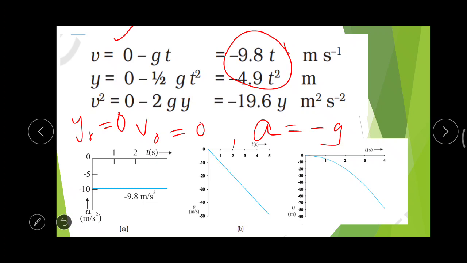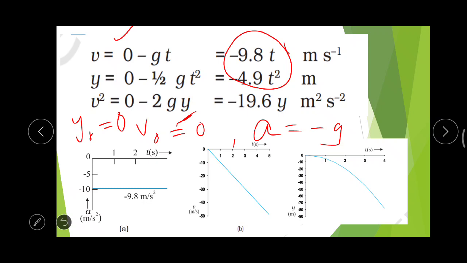The last one, v square is equal to v0 square plus 2as, where s is the displacement. Here the displacement is y minus y0, that is y minus 0, which is equal to y. Substituting the acceleration value as minus g, you will get the equation v square is equal to minus 2gy. Substituting g is equal to 9.8, you will get v square is equal to minus 19.6 y meter square second raised to minus 2.